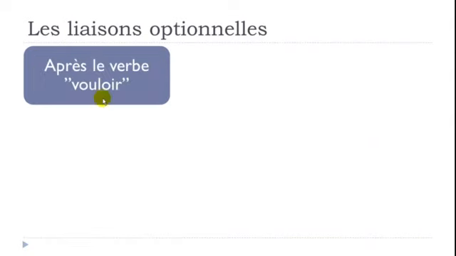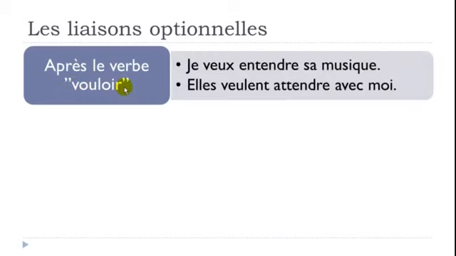It will be exactly the same thing with the verb vouloir. Je veux entendre sa musique. Or then with the liaison, je veux entendre sa musique. Remember we had the same rule. Even if we've got this X at the end, with the liaison it will sound like Z. Je veux entendre sa musique. Then, elles veulent attendre avec moi. Or if you want to put the liaison, elles veulent attendre avec moi.